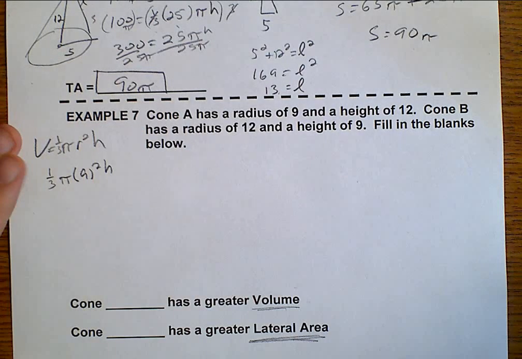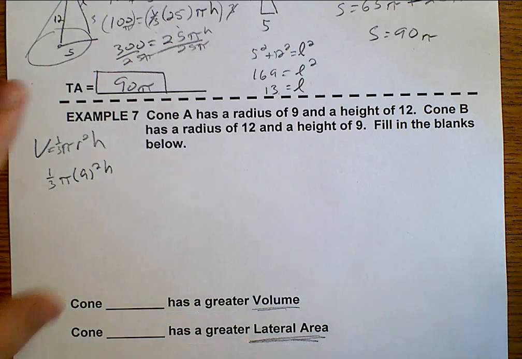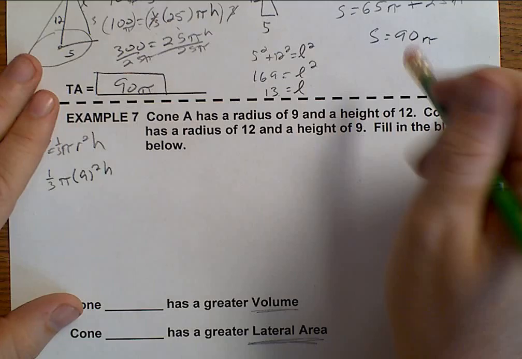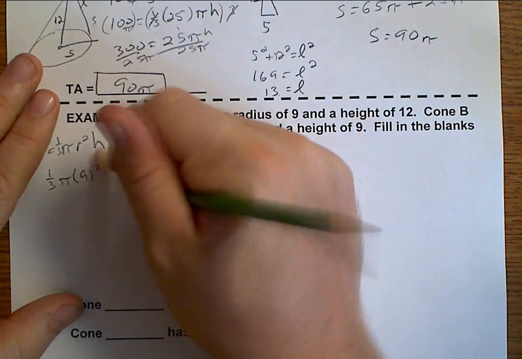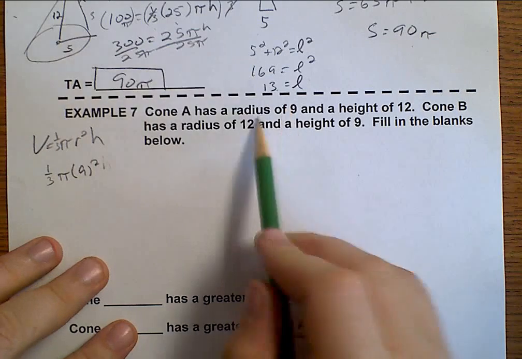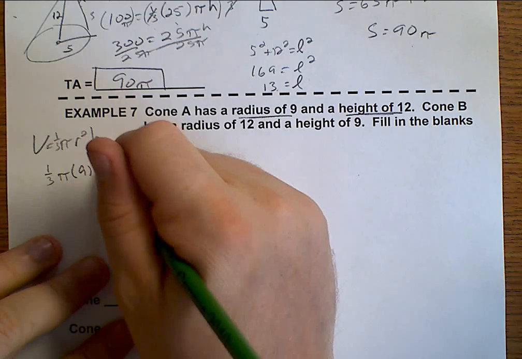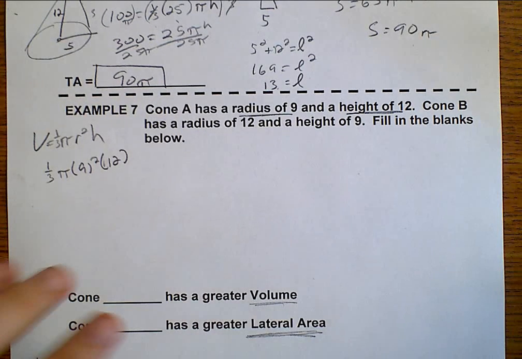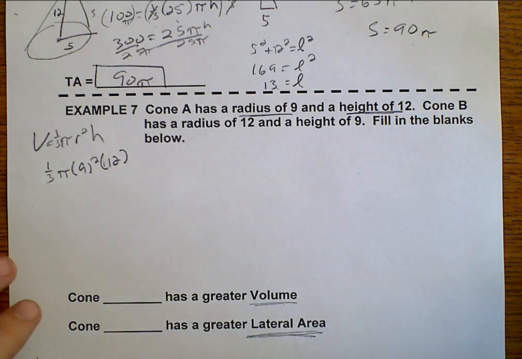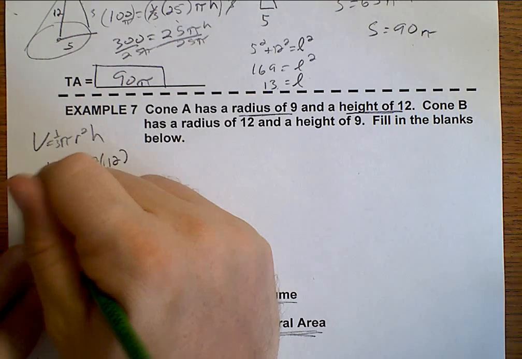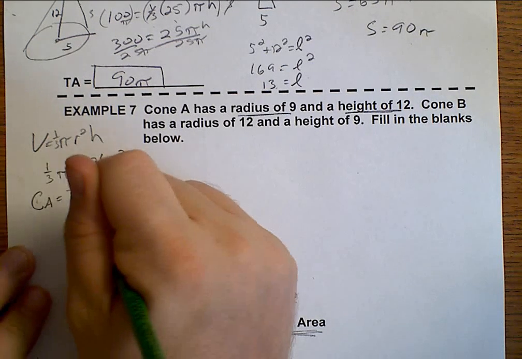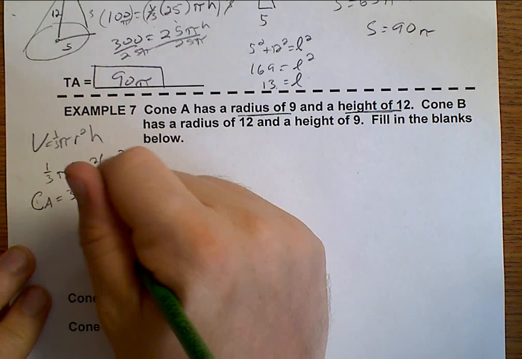So 9 squared, we have a height of 9. No, height of 9. Sorry. Radius of 9, height of 12. So 1/3 times 9 squared times 12 equals 324. So for cone A, that's 324 pi.